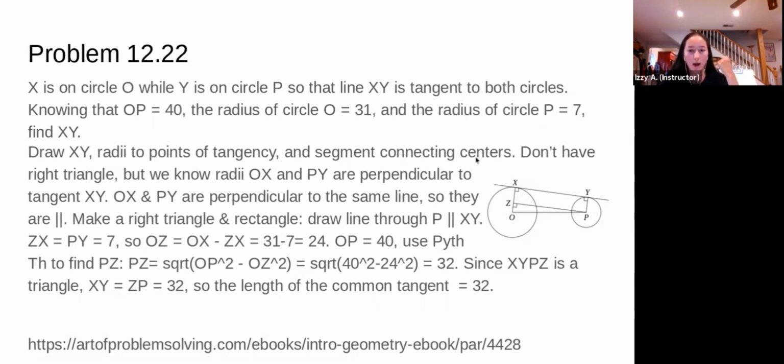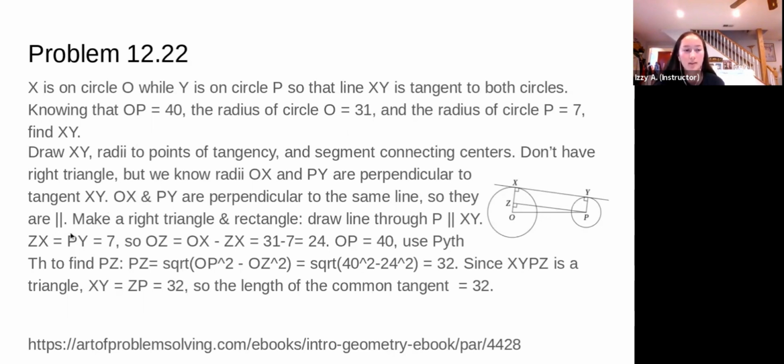So we don't have a right triangle, or we will eventually figure out that we do. But we know that the radii OX and PY are perpendicular to tangent XY. So OX and PY are perpendicular to the same line, so this must mean that they are parallel.